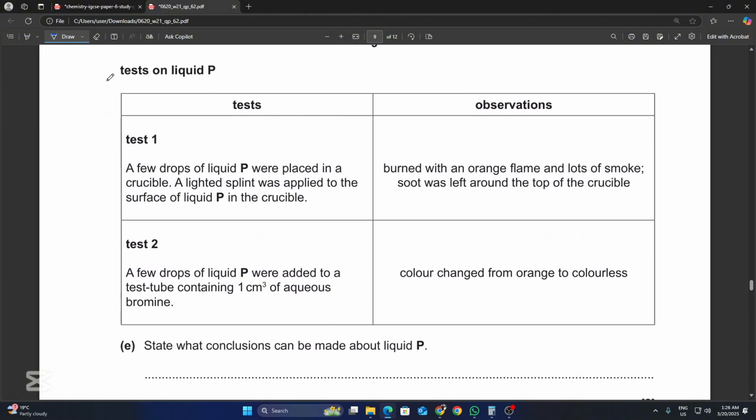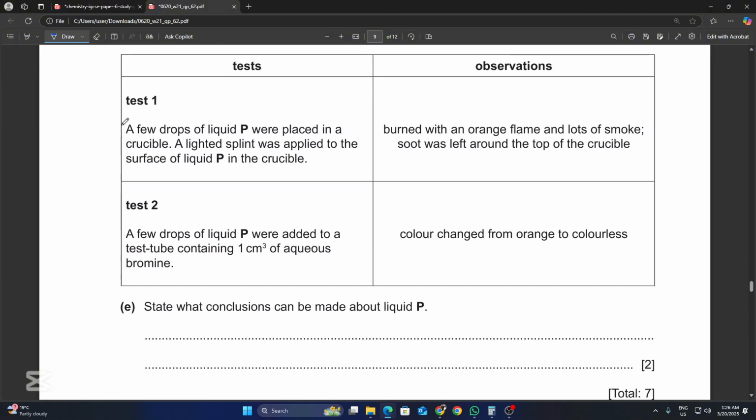Now it says here, tests on liquid P. Test 1. A few drops of liquid P were placed in a crucible. A lighted splint was applied to the surface of liquid P in the crucible. So it says it burnt with an orange flame. Burnt means automatically your head has to shift to 2 things. Burnt with an orange flame means this is going to be flammable. This gas that we're talking about is flammable. So it burns with an orange flame and lots of smoke. This clearly shows the properties of a flammable gas, which means it's easy to light on fire. And soot was left around the top of the crucible.